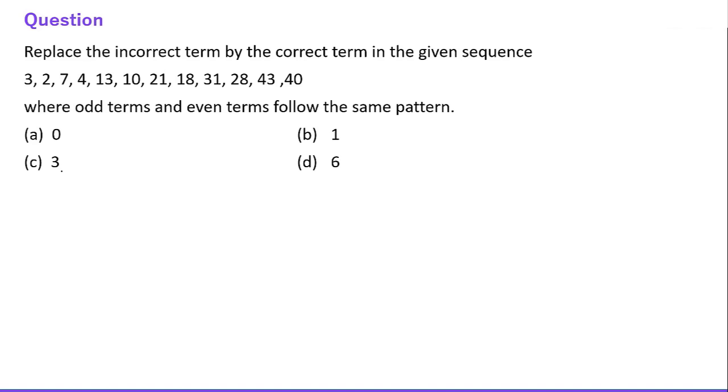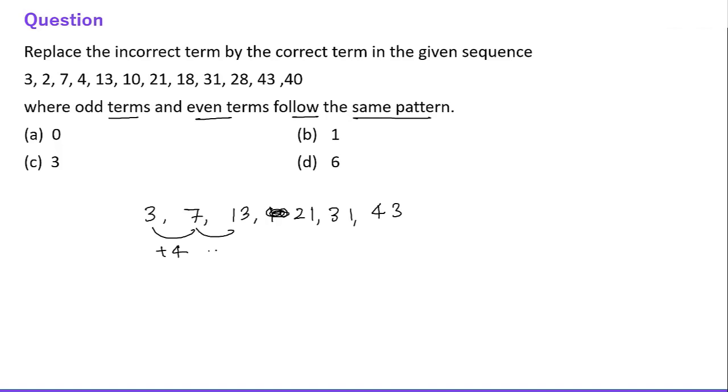Next question is saying, replace the incorrect term by the correct term in the given sequence, where odd terms and even terms follow the same pattern. Just write the odd terms separately and even terms separately. So 3, 7, 13, 21, 31, 43. These are odd terms, following plus 4, plus 6, plus 8, plus 10, plus 12.